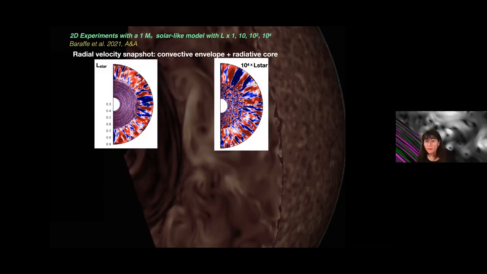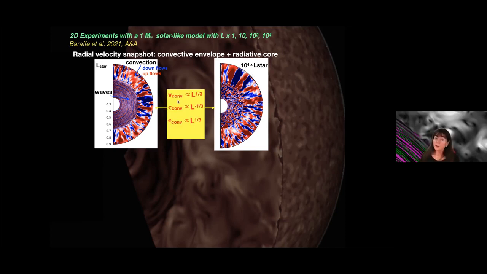And we have actually done 2D experiments very recently on a 1 solar mass star, a solar-like model, by increasing the luminosity by a factor 1, 10, and up to 10 to the 4. And looking at the typical convective velocity, here I show the radial velocity snapshot in a convective envelope and the radiative core, where you can see convective motions with downflows in blue and upflows in red, and you can see generation of waves in the radiative core. And here, this is the model which has a luminosity enhanced by a factor 10 to the 4.